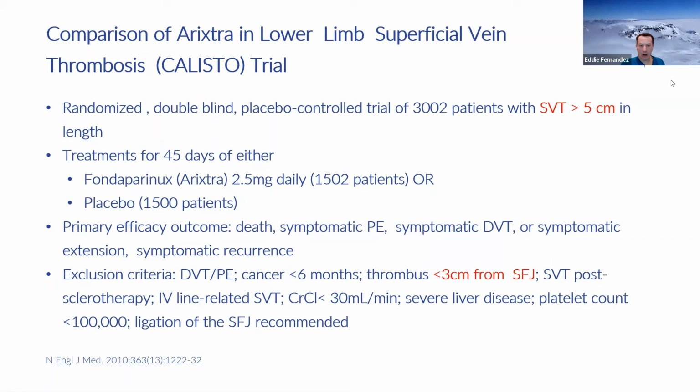Primary efficacy outcome was going to be death, symptomatic PE, symptomatic DVT, or symptomatic extension, or symptomatic recurrence. Their exclusion criteria was anybody already with a DVT, a PE, recent cancer diagnosis, a thrombus within 3 centimeters of the saphenofemoral junction, okay? So no longer 1 centimeter or 3 centimeters. And SVT post-sclerotherapy, IV line related SVT, certain renal clearances, liver disease, on and on. So these were their exclusion criteria.